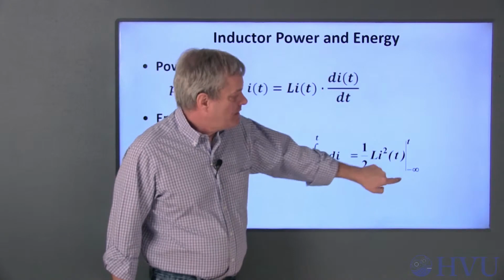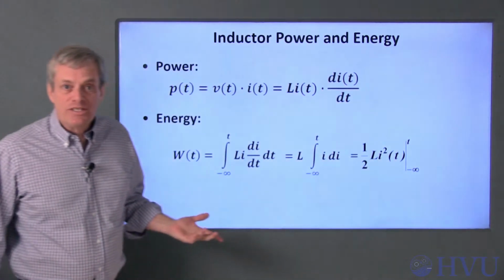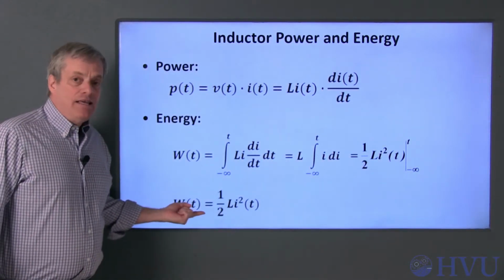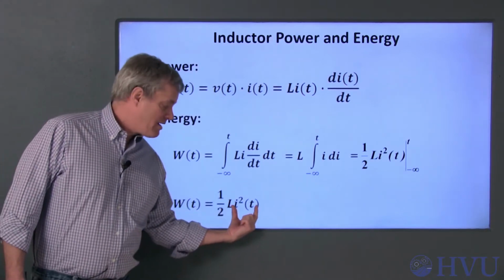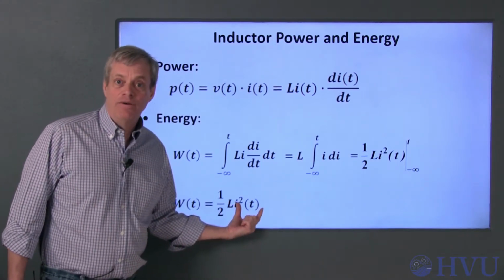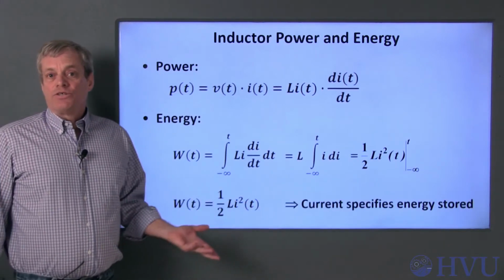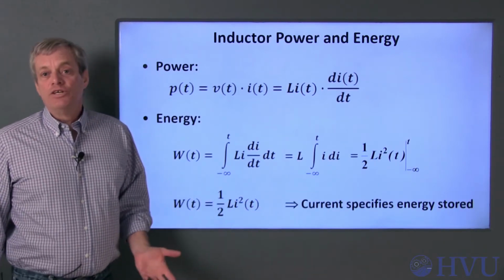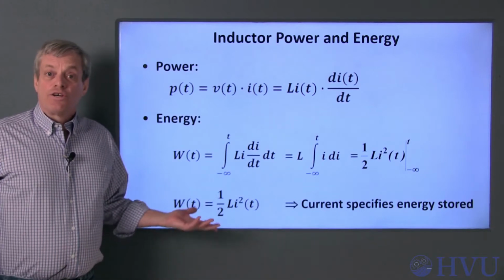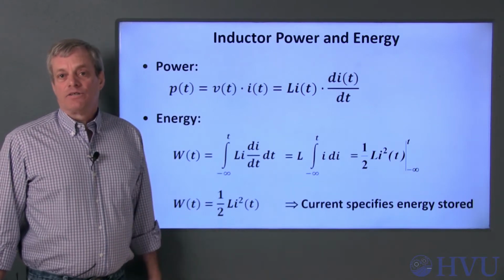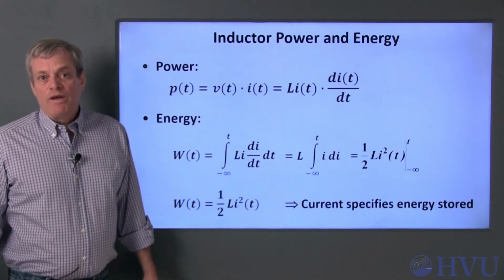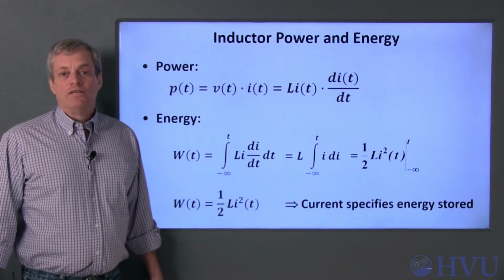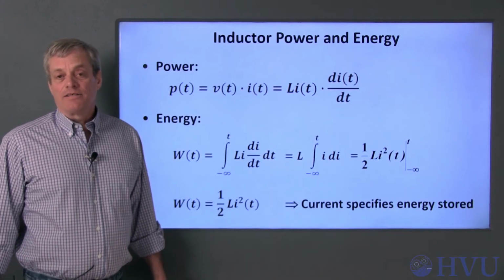If we assume that the inductor current is 0 at t equals negative infinity, this means the energy at any time is just 1/2 of L times the square of the current at that time. So if you tell me the inductor's current, I can tell you how much energy is stored by the inductor. The current uniquely defines the inductor energy. This is important, since if we know the inductor energy, we can find out anything else we need to know about a circuit that contains that inductor.